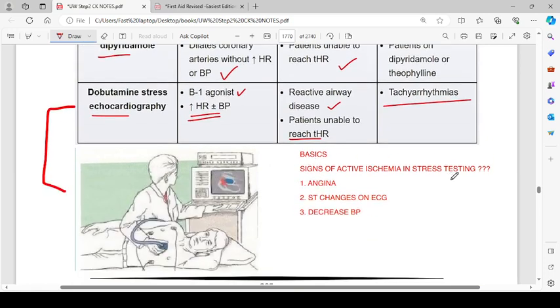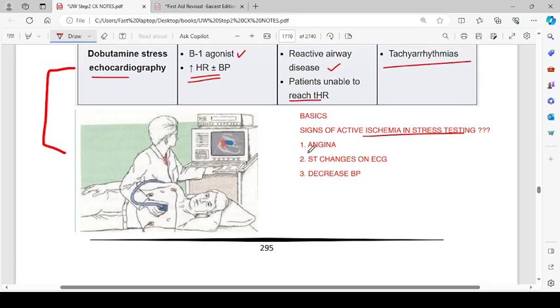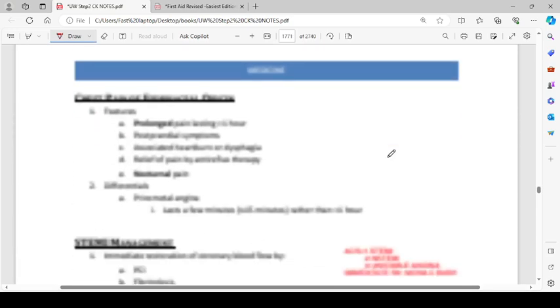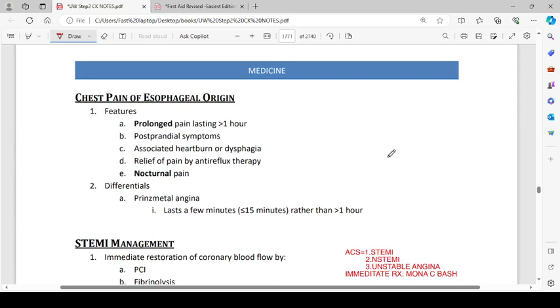The basics: signs of active ischemia in the stress testing. It can be angina, ST changes in ECG, and decreased blood pressure. So angina, ST changes on ECG, and decreased blood pressure are the signs of active ischemia in stress testing. If they come, we suspect that there is active ischemia, like angina, ST changes on ECG, and decreased blood pressure.